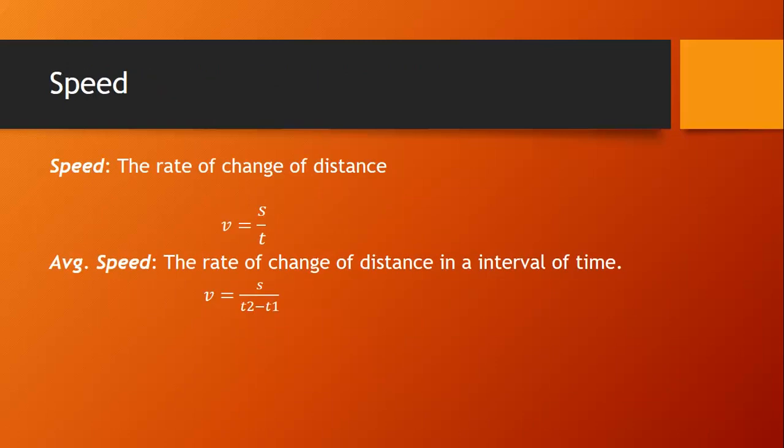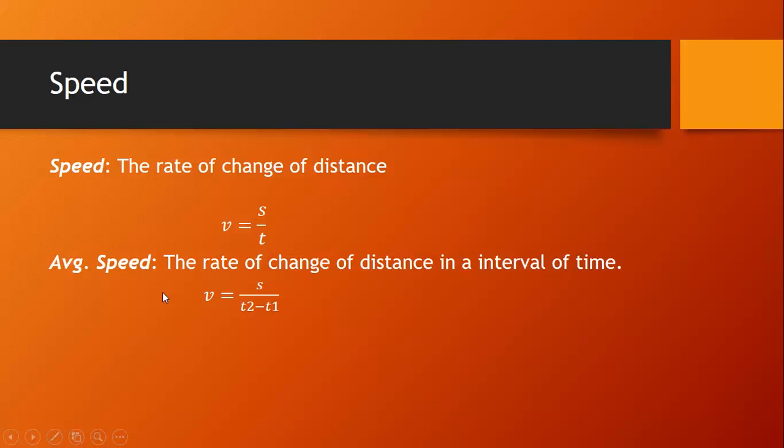The rate of change of distance is called speed. This is a common definition of what we know about speed. Speed is a scalar quantity like distance, which means it has only magnitude. Let's say the distance traveled by a particle is s and the time taken to cover that distance is t. So we can write speed v equals s by t. It's nothing but change in distance with time.